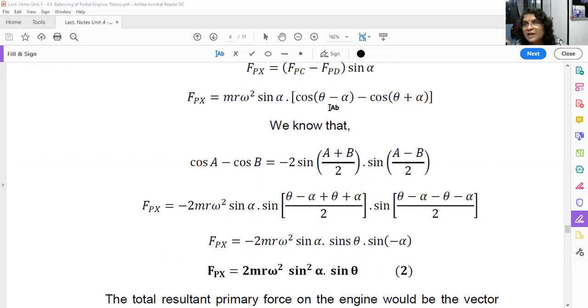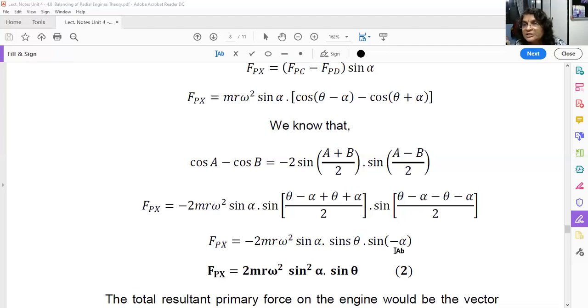So theta minus alpha plus theta plus alpha divided by 2. Okay, then into sine (A minus B)/2. So theta minus alpha minus theta minus alpha divided by 2. So this will be, alpha will be cancelling out. What is remaining? Theta plus theta, 2 theta divided by 2. That is sine theta. Okay, and here theta minus theta will be cancelling out. What is remaining? Minus alpha minus alpha, minus 2 alpha divided by 2. So it will become sine minus alpha.